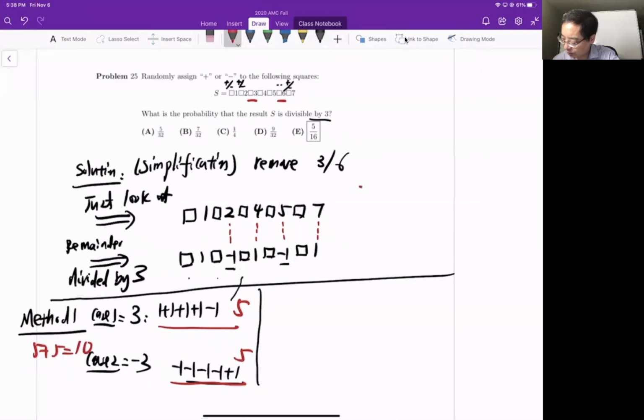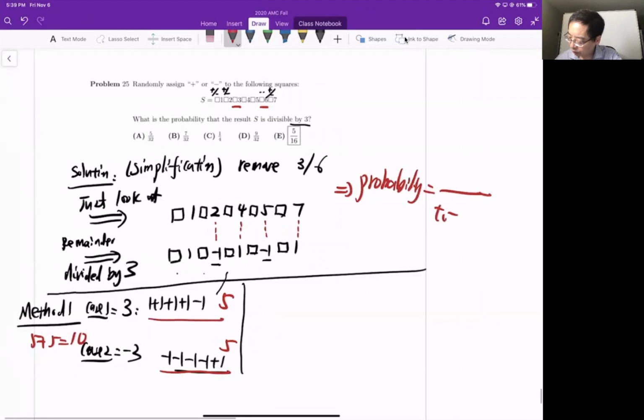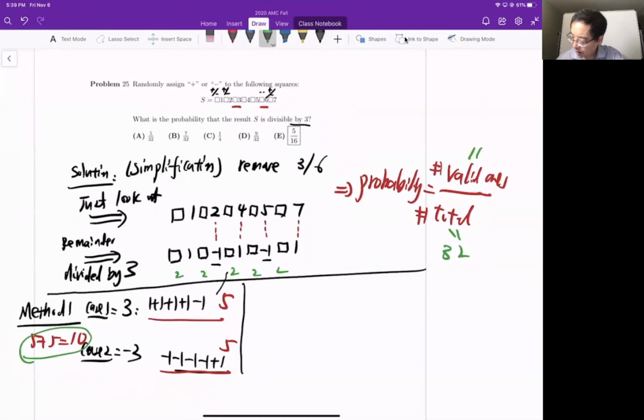Then we get the probability. The probability equals the number of valid ones over the total number. The total number is clearly each one you have 2 choices, right? So 2, 2, 2, 2, 2. So that's 32. You just multiply them together by the multiplication principle. And valid ones we calculated here, it's 10. This leads to 5/16, right? We just do casework and we find all those valid combinations.